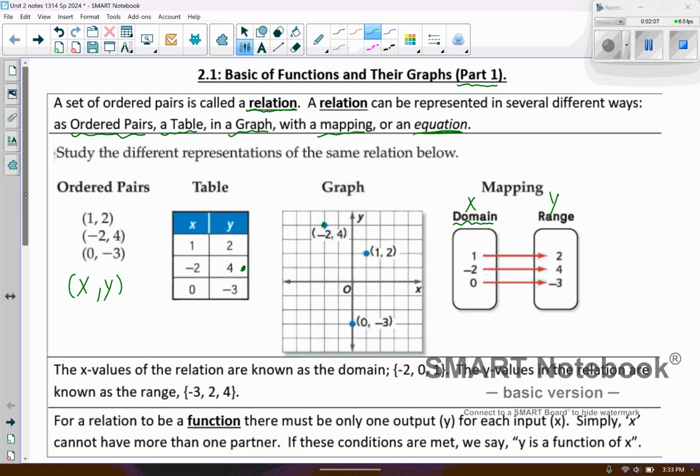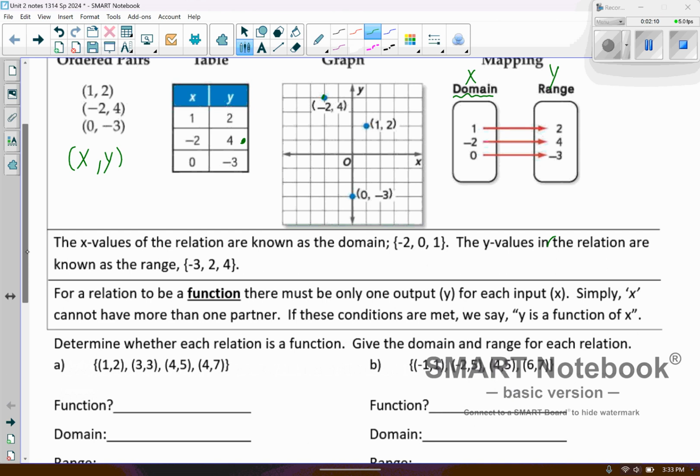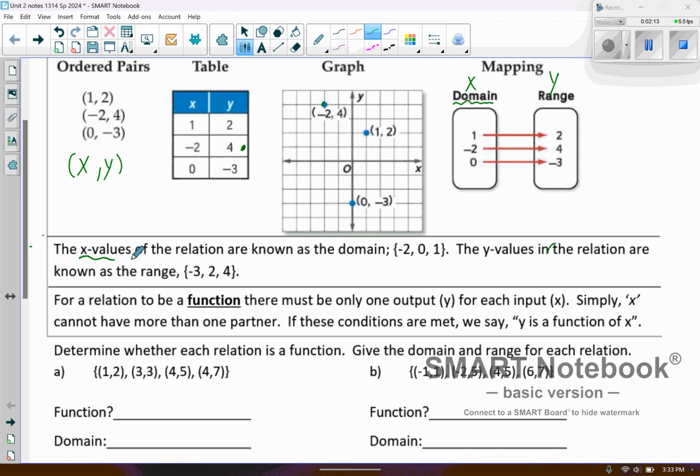Okay, so now, as I was telling you, we're going to talk about domain and range. So right here, the x values of the relation are known as the domain. And so you can just list them as a set of values right here. And typically you like to put them in numerical order, but you don't have to. If you don't put them in numerical order, it's not incorrect, but typically we like to go from low to high. And then the y values in the relation are known as the range. And so you can see there are all the y values from the ordered pairs, the table, the graph, the mapping. So you can see those values are right there.